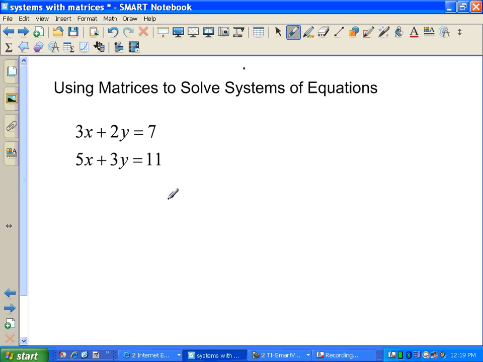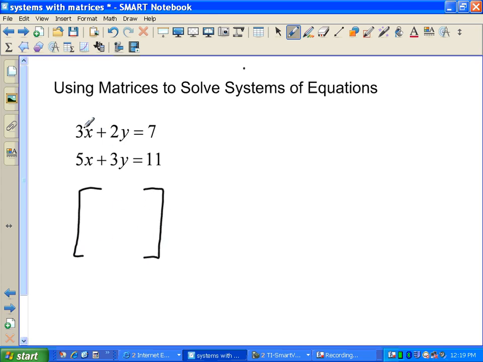We've been talking about matrices for the last couple of days, so we're just going to jump right into it. With these equations, 3x plus 2y equals 7 and 5x plus 3y equals 11, we're looking for a value of x and a value of y that makes both equations true. As we do this, we're going to set up some matrices, and I'll show you how to do it, and then we'll show you how to solve it.